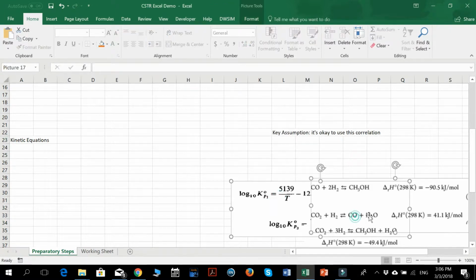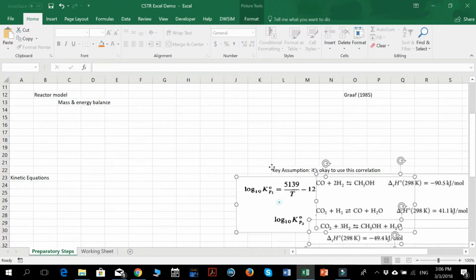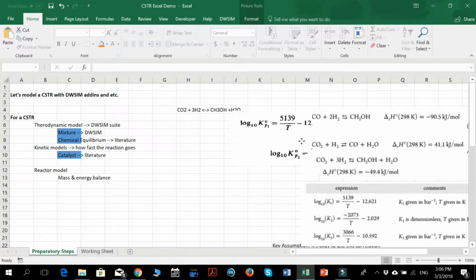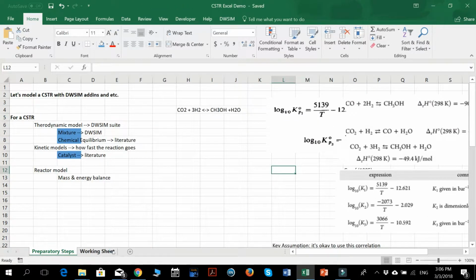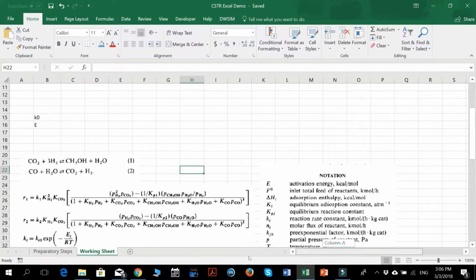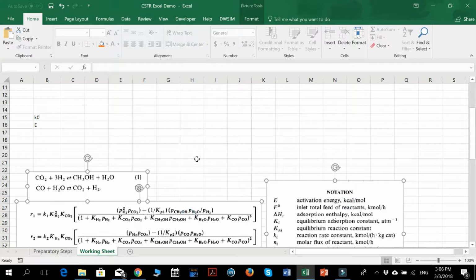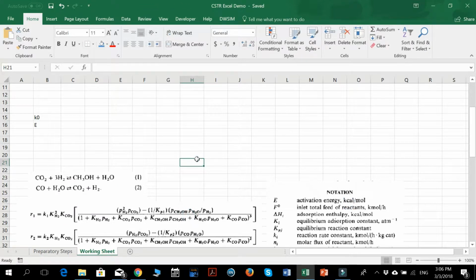So 1, 2, 3, 4. Let's move it up to where it should be. It's over here. Alright, just press the saving button. I always have the habit of saving every now and then, just pressing Ctrl S on Windows so that I won't lose any changes I've made to this file.